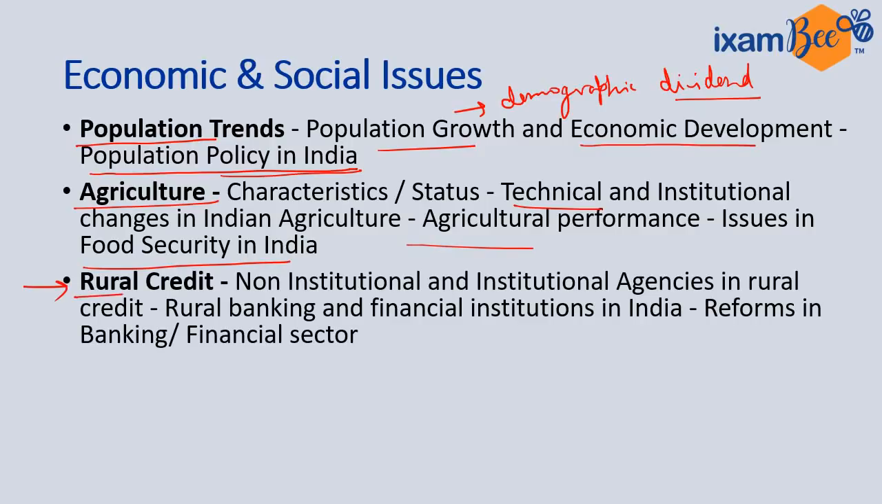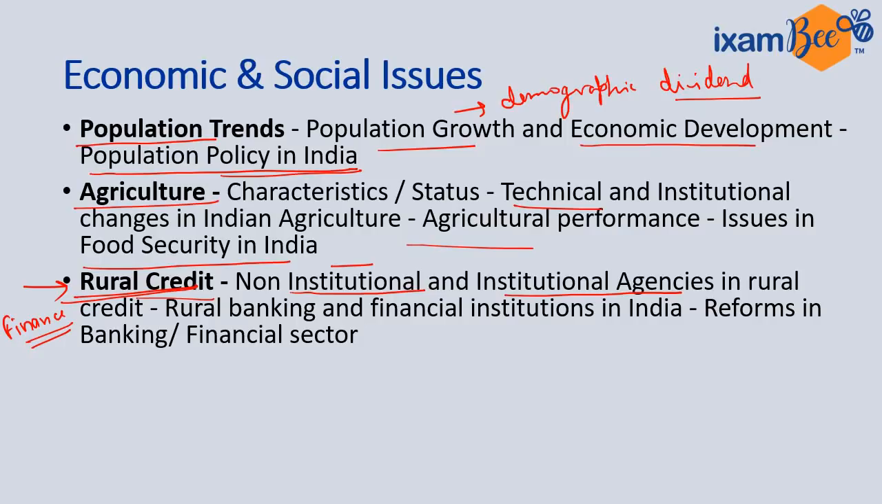This topic, rural credit, though it is written only briefly, 3-4 lines, you have to give huge weightage to this rural credit because NABARD is a credit institution. NABARD is a development finance institution. NABARD provides credit for rural and agriculture development. So here you need to understand non-institutional and institutional agencies. What are non-institutional? These are money lenders, friends and family.